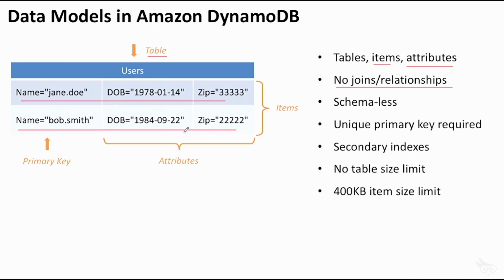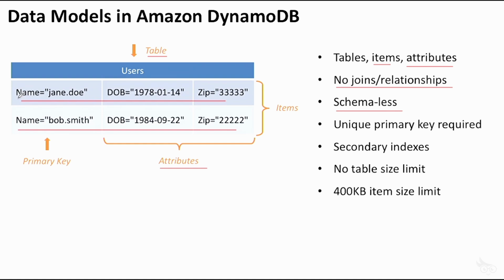And then, of course, each item has a primary key, which is required, a unique primary key, and then everything else, all of the other columns, are what we call attributes. It's also an interesting model in that it's schemaless. We don't have to predefine what our columns and data types are going to be before we add them. One item could have one set of attributes, and another item could have a completely different set of attributes.